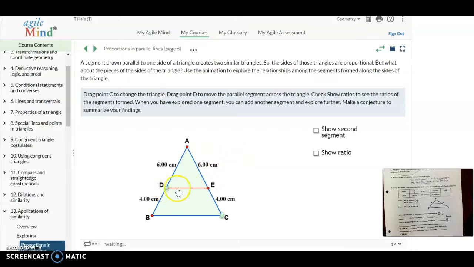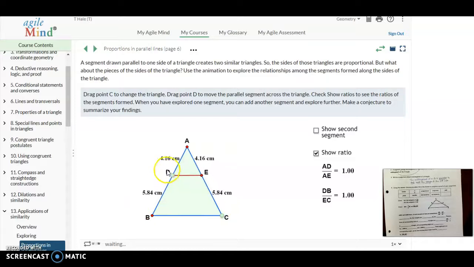Notice in this example, D and E are not midpoints because these parts are not congruent to each other. So D is not a midpoint and E is not a midpoint. So DE is not a midsegment. But I want to show you the ratio here. If we look at the parts AD to AE, these two parts have a ratio of 1, and DB and EC both have a ratio of 1.